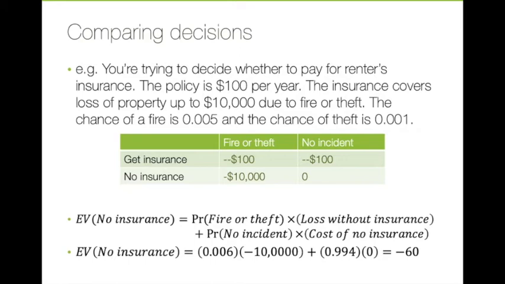We have to multiply the value, in this case the loss, associated with not having insurance. That was our $10,000, times the chance of a fire or theft. So that was 0.006, and we got that because it's a fire or theft, and so we add those two probabilities because it's an or statement. Then we have to consider the probability that there's no incident.